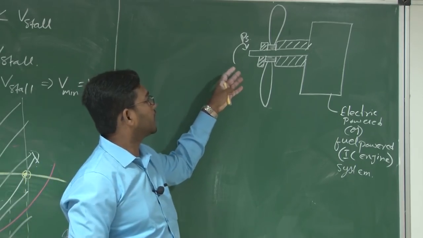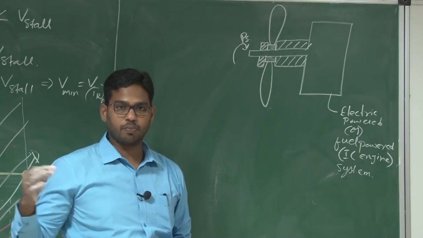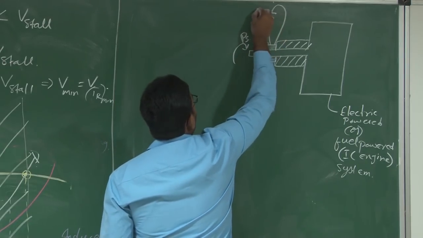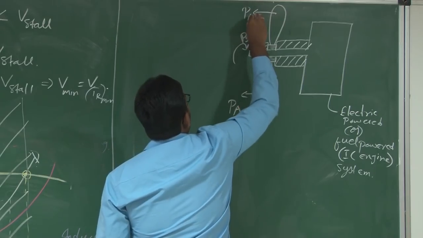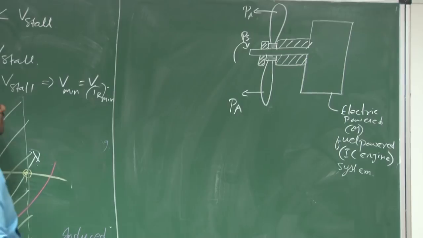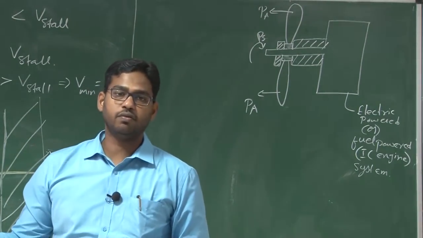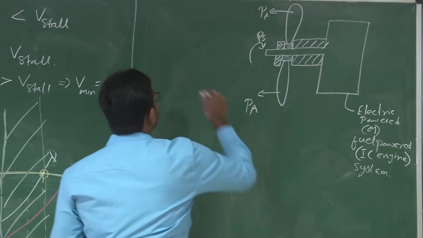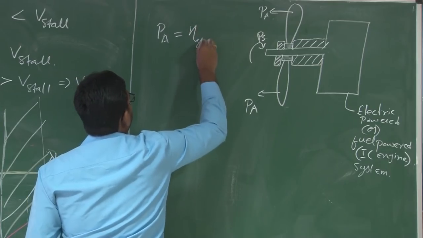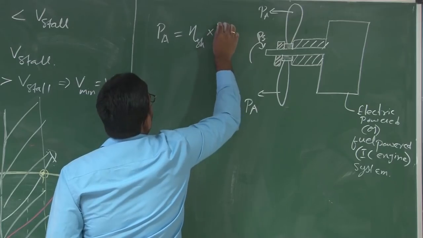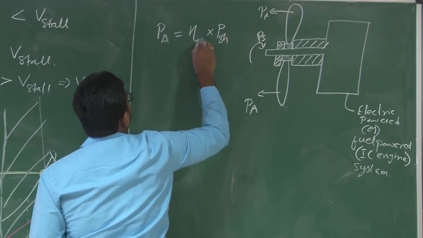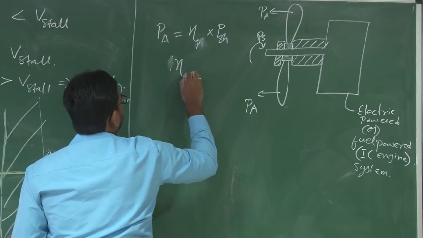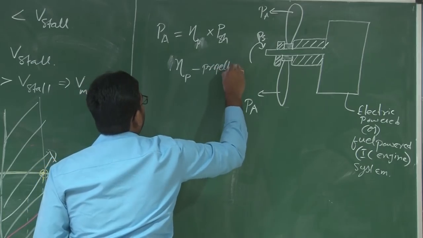Now you need to convert this mechanical power to useful power to propel the aircraft forward. So how are you doing it? You convert this shaft power to available power, power available, by means of the propeller. This power available helps you achieve different velocities when you want to build a propeller driven UAV. Power available is equal to shaft power times the propeller efficiency. Eta P stands for propeller efficiency.